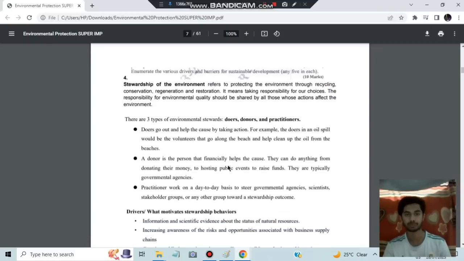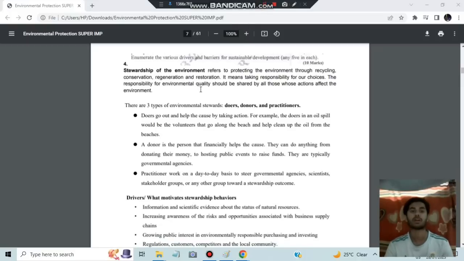There are three types of stewards: doers, donors and practitioners. Doers are those who go and help the cause by taking action. Donors are those who help financially. Practitioners are those who work on a day-to-day basis in governmental agencies, scientists, and stakeholders.